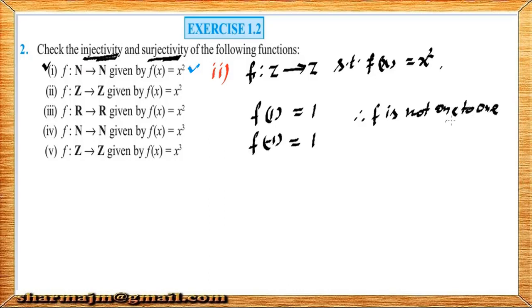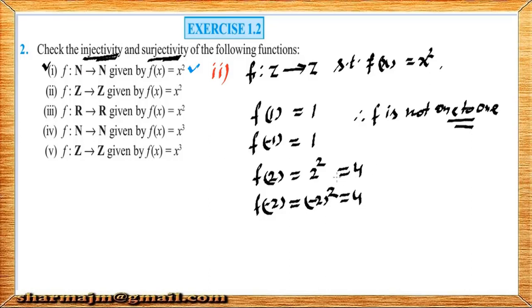So you can show like this. You can check for your convenience. f of 2 is 2 square by definition, so it is 4, and f of minus 2 is minus 2 square, which is also 4. So you see 2 is having image 4, minus 2 is also having image 4. So this function is actually many to one. It is not one to one. So this function f is not one to one.